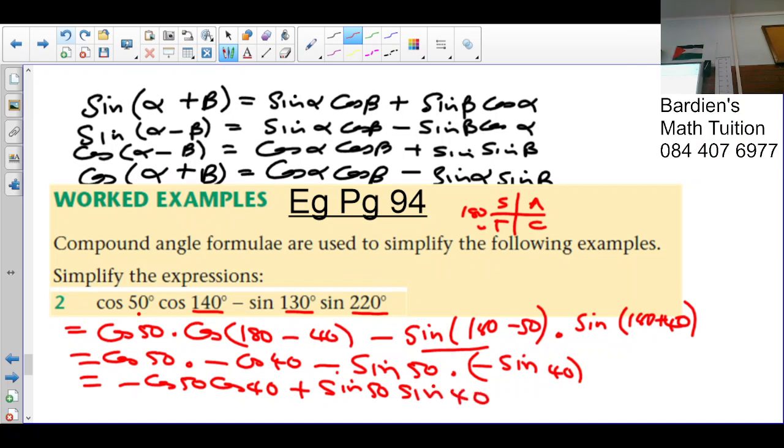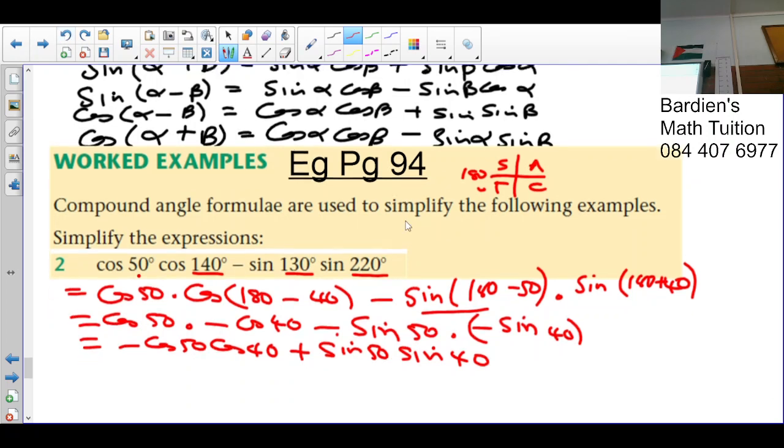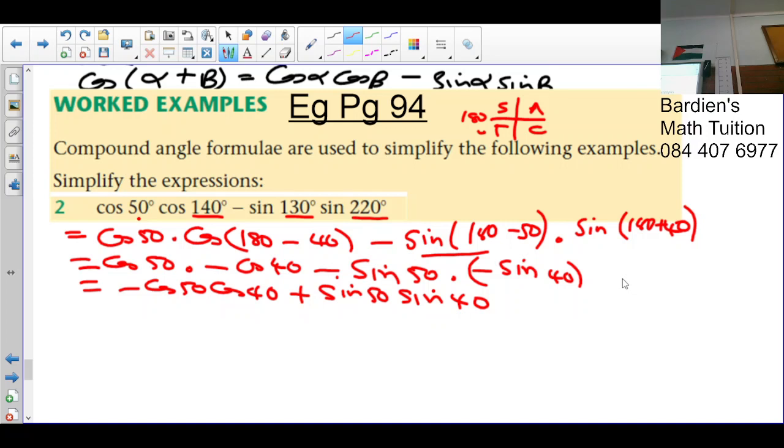But looking at these identities, what do you notice? They are all positive in front of it. So how do I get a positive in front of that? Take out a common factor. Common factor of negative. I'm then left with cos 50, cos 40, minus sine 50, sine 40.